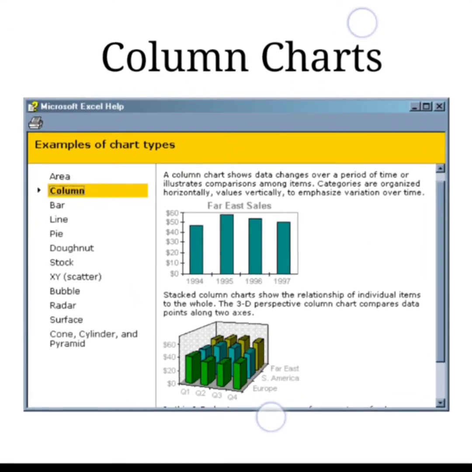Column charts are also there. Column charts show the data change over a period of time or illustrate comparison among the items. It will be categorized or organized horizontally. We can form different types of column charts, stacked column charts or simple column charts.